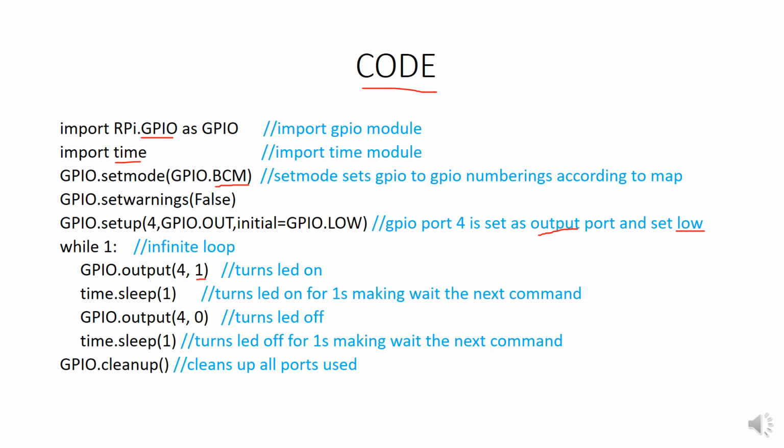So next I am turning off my LED using GPIO.output of 4, 0. So 0 is nothing but GPIO.LOW. Then again I want my LED to wait for 1 second before executing the next command, so I am using time.sleep of 1. Then finally I am cleaning up all my ports using GPIO.cleanup.